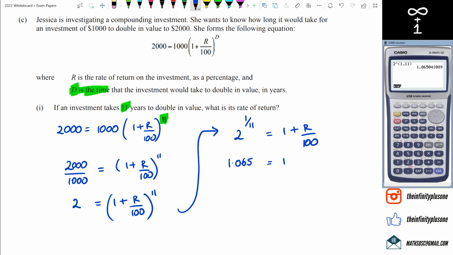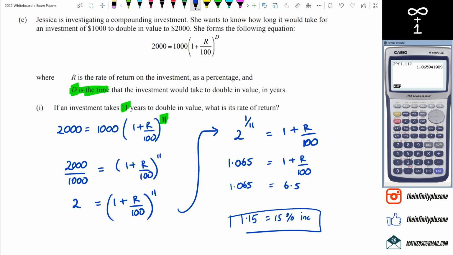So we're going to write this as 1 plus r over 100. Now, if you are good with your decimals, then you know that this is 6.5. Think about it, this is going back to number at level 1, right? Remember at GST when you go, 1.15 is actually a 15% increase, pretty much the same idea. So 1.065 is equal to 6.5%, which is what the rate is.